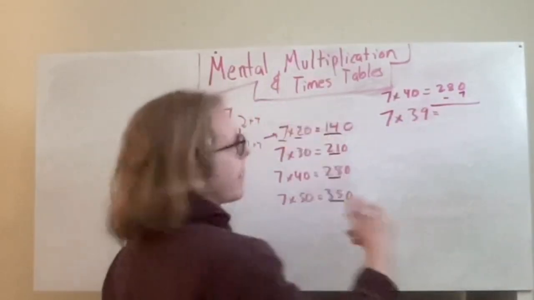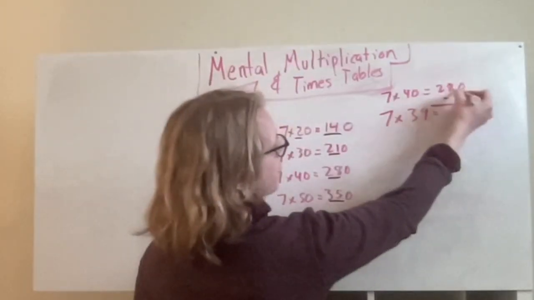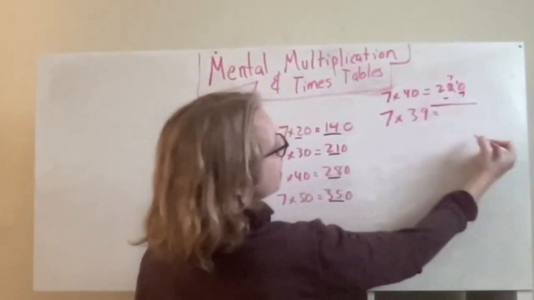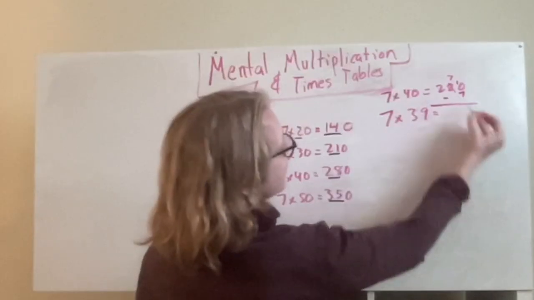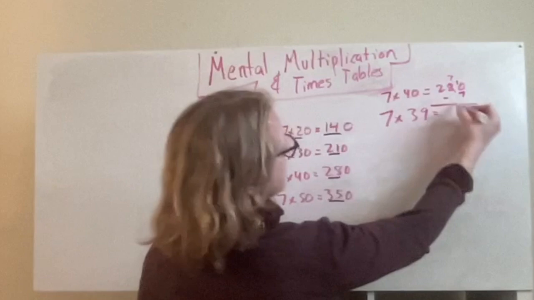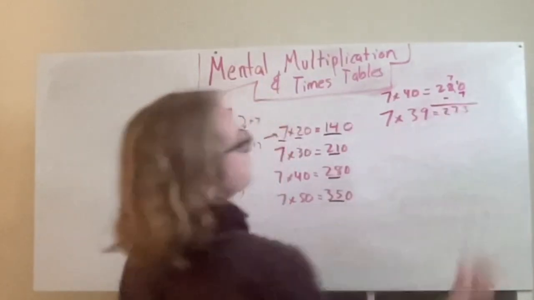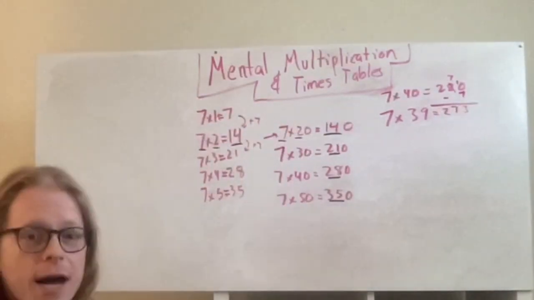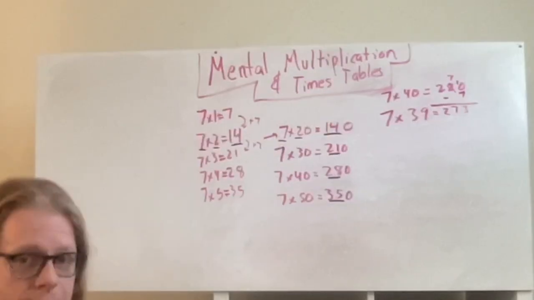Now I could do this in my head, but we've also gone over the algorithm. Okay, I could borrow from the 7. 10 minus 7 is 3. Borrow from the 8. Okay, so 7 times 39, 273.